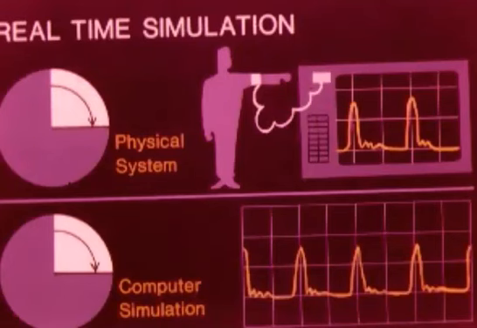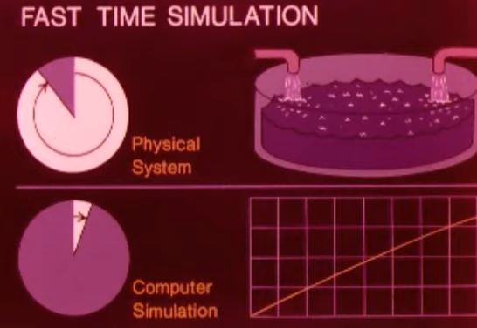For simulations in which human factors in the control loop must be considered, or when processing online data, real time is used. 1 second in the computer simulation corresponds exactly to 1 second in the physical system. However, it is not necessary to use real time.